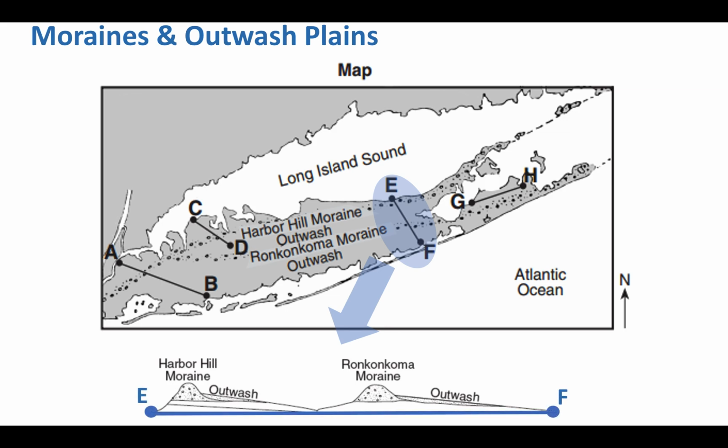From E to F as a cross-section, you start with the Harbor Hill moraine, which is a pile of unsorted sediments, and then it brings you to an outwash plain. If you keep going a little further south, you get to the Ronkonkoma moraine, a different moraine, and then that also has an outwash plain. So over time, these moraines can get pushed out into outwash plains because of the glacial meltwater. So in some instances, you have hilly land with unsorted piles of sediments, while just further south, you have outwash plains with sorted sediments.